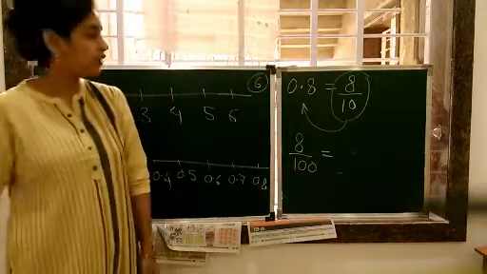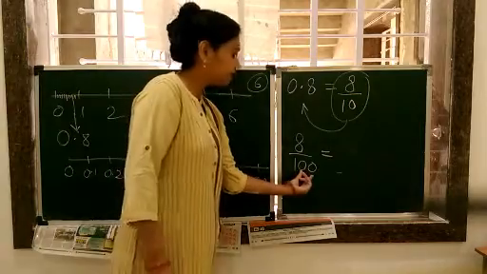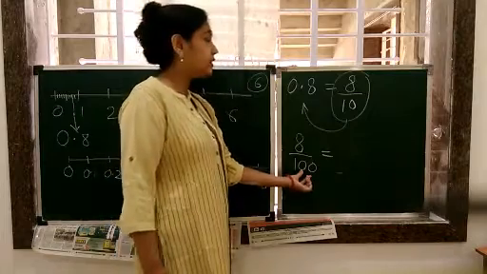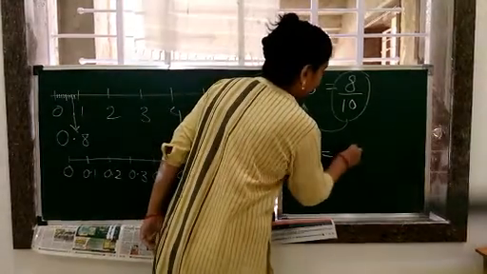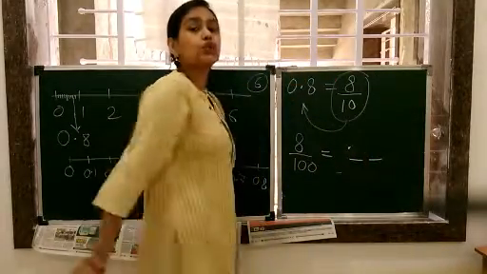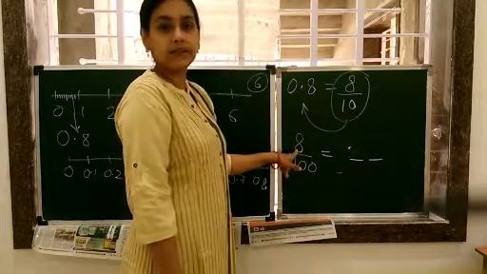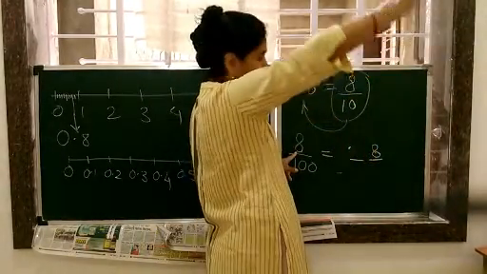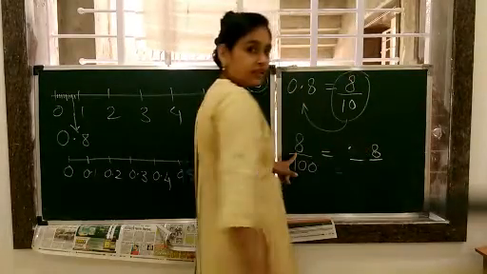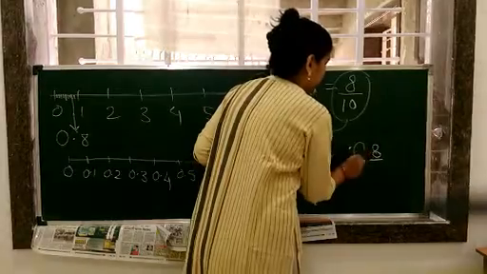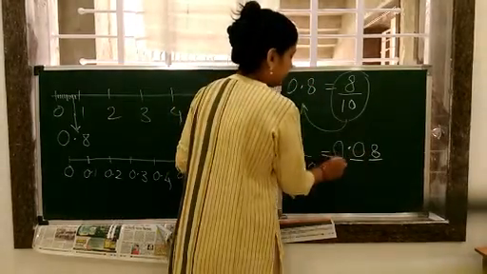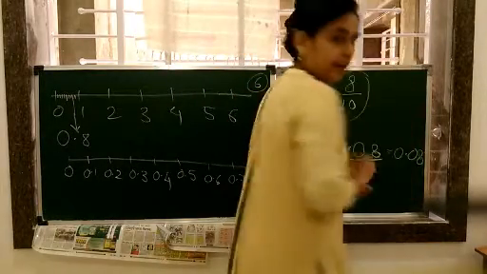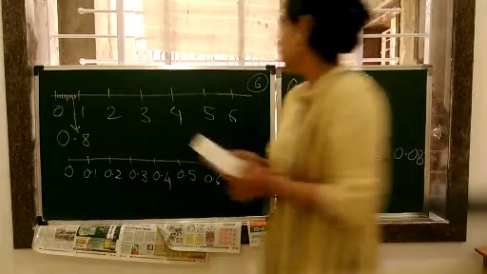8 by 100. How will you write it as a decimal? Now, we check the number of zeros, children, in the denominator. If there are 2 zeros, that means there should be 2 decimal places. Matlab, after the decimal, there have to be 2 places. But we have only one number, so we write it in the first place from the right side. Second place, nothing. That means what to write? 0. And nothing here means what to write? 0. So your answer is 0.08.